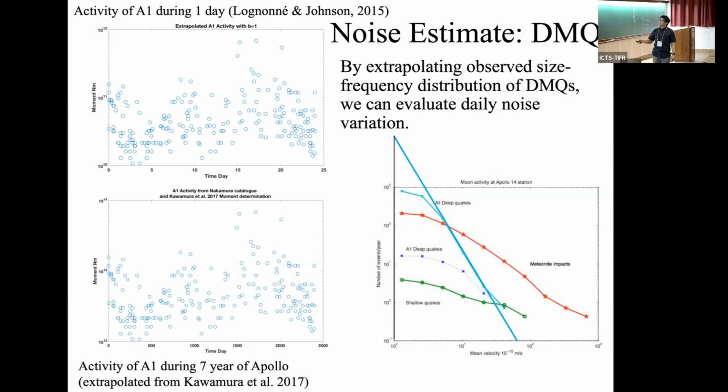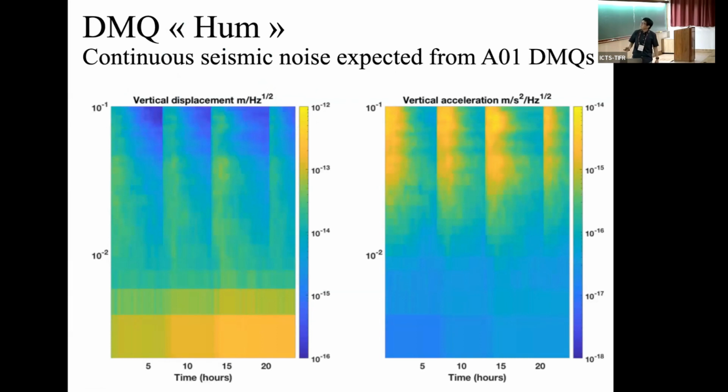And let's put this 7-year observation to an observation of a day, or 14 days. So this will decrease the magnitude for sure. But the distribution itself, we say that it keeps the same distribution. So with this, we can also estimate the noise level from the deep moonquakes. So this is what we expect.